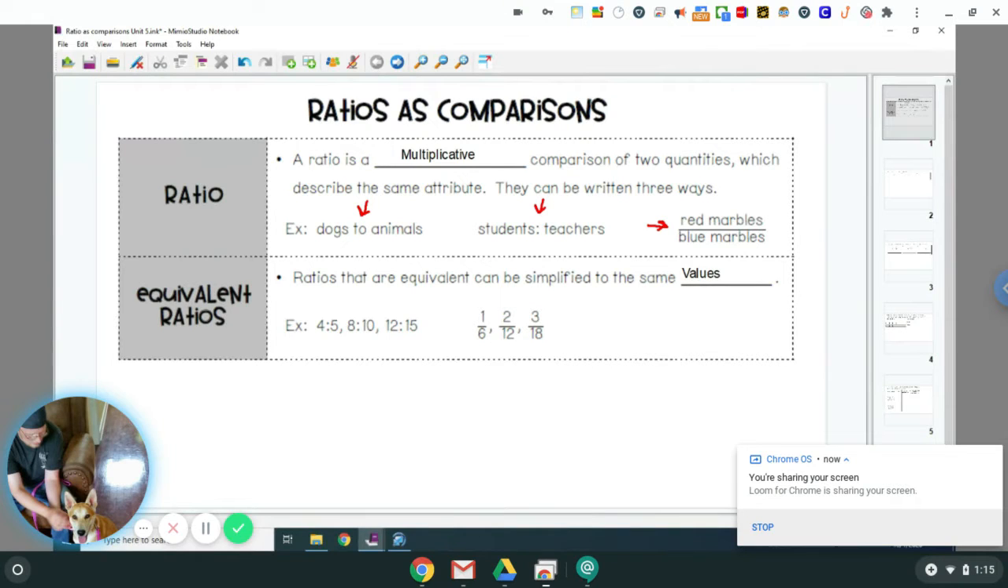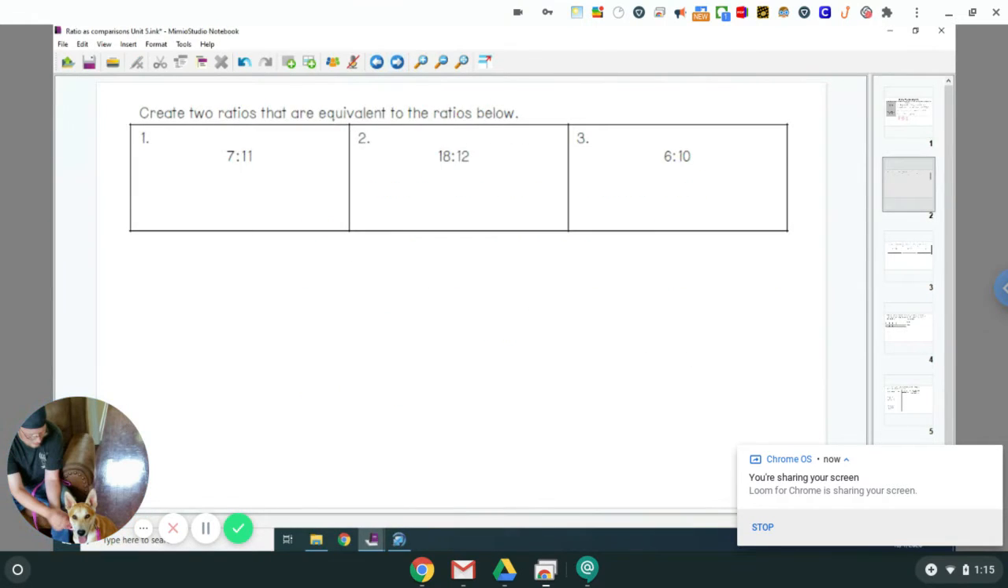So ratios that are equivalent can be simplified to the same values. So 4/5 is the same thing as 8/10, same thing as 12/15. Same thing for 1/6, it's the same thing as 2/12, which is the same thing as 3/18. We've actually done something like this before when we were looking at equivalent fractions.